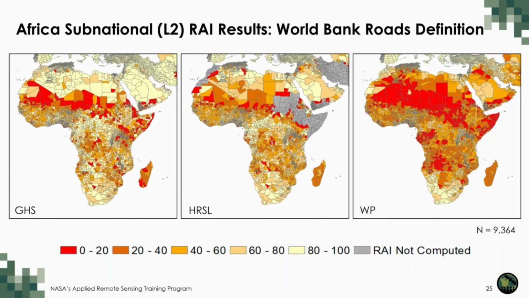The spatial patterns in the Africa subnational RAIs using the less inclusive World Bank roads definition show similar spatial patterns to the previous maps. And as with the Nigeria and national examples, the RAI values are consistently lower.